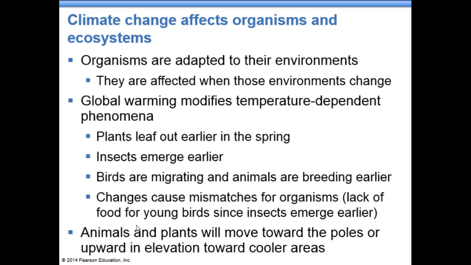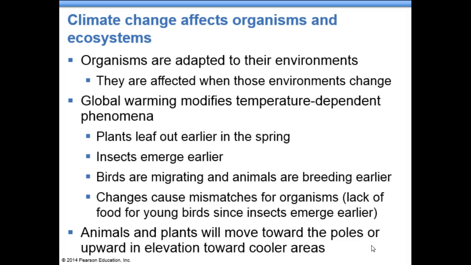That means insects are going to emerge earlier, and birds that migrate, that rely on those insects, might not have food availability, and it's going to cause them to migrate earlier. Thinking of robins, robins we usually don't see until March, and we were seeing robins in February. This causes mismatches for the organisms so that they lack food for the young birds since the insects had emerged earlier. Animals and plants will move towards the poles and upward in elevation toward cooler areas.